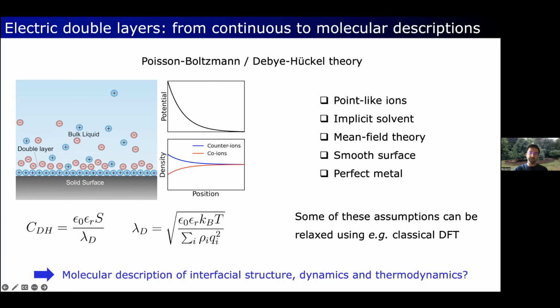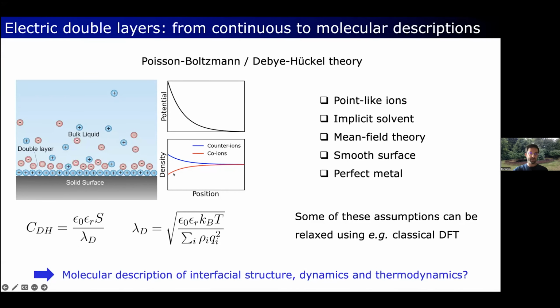You use a mean-field description of electrostatics. Usually you consider a smooth surface, a perfect metal, even though you can also introduce a screening length at this level of theory. And if you do that, you predict that the potential or the ionic density profiles decay as a function of the position, so the distance with respect to the interface. The decay is exponential in the Debye-Huckel theory. You have an excess of counter-ions, of course, and a depletion of co-ions.